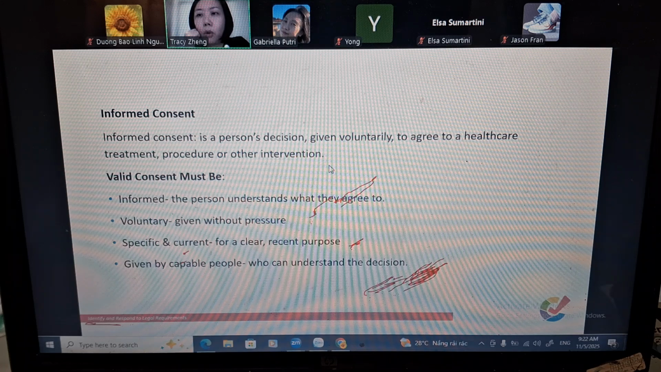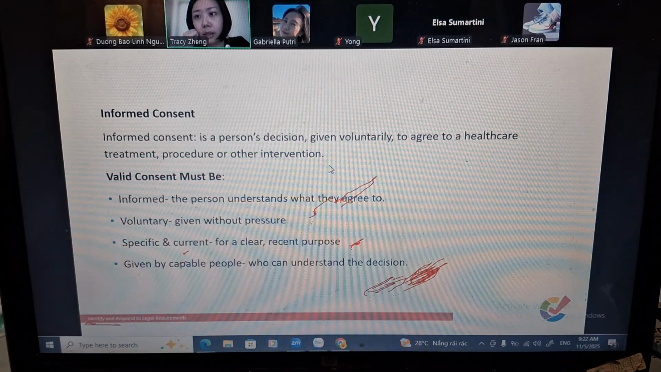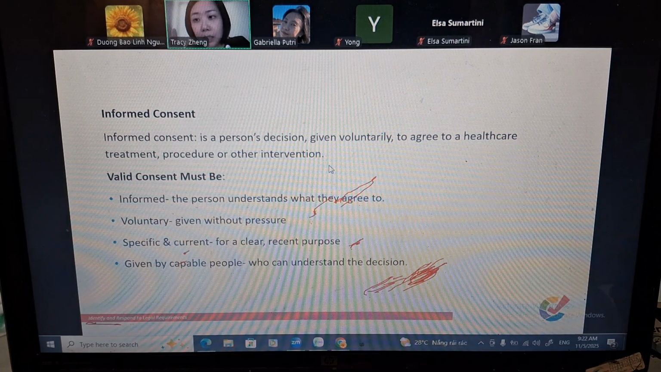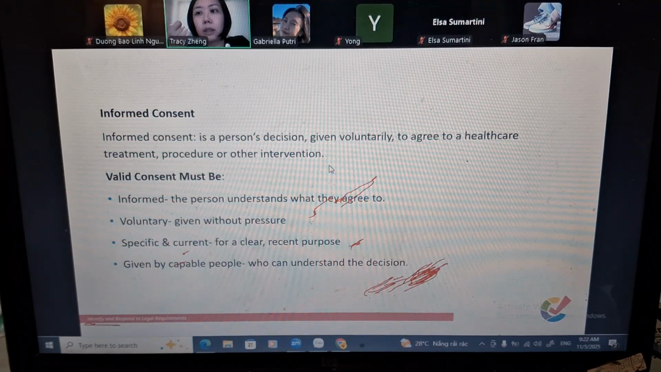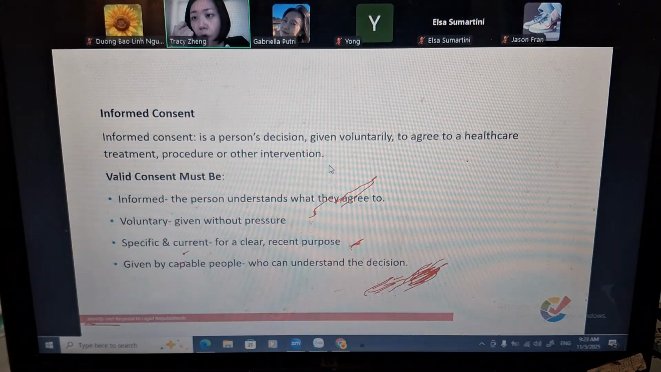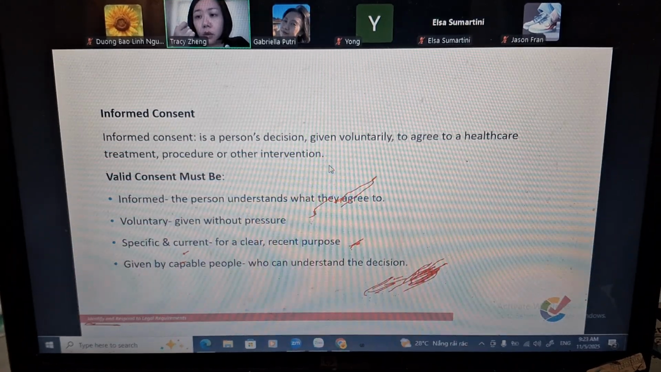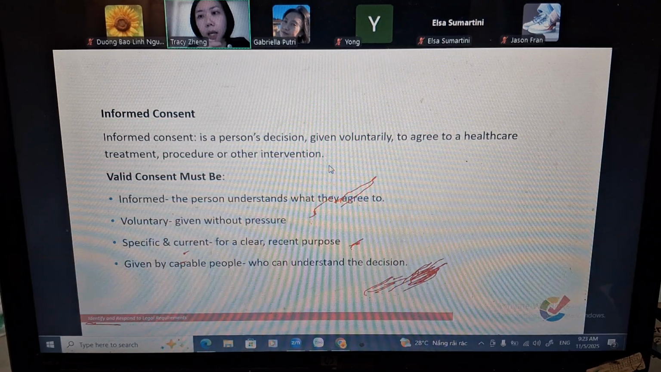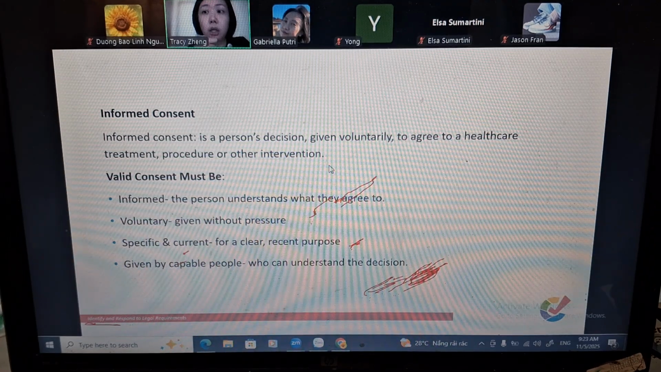Even though people who are not able to talk can still give informed consent by signing, or even though they can't give verbal consent, if they still have the capacity to know what they are doing, then they can still give informed consent. So it is not because they have a disability that they can't give consent.